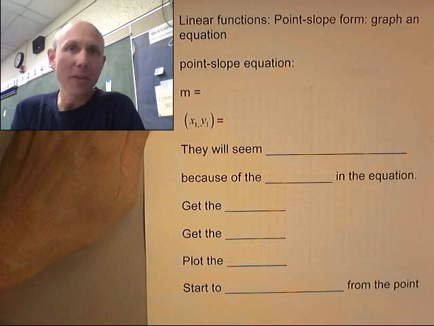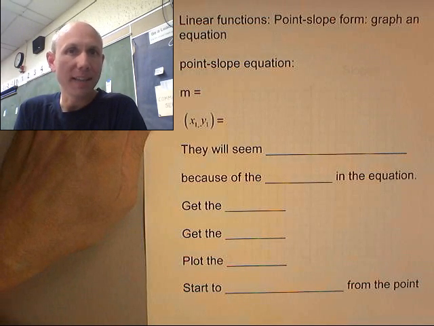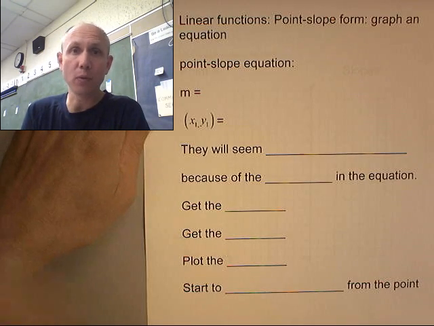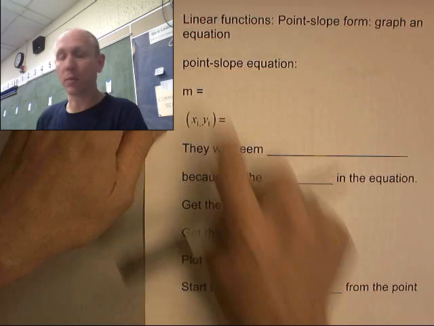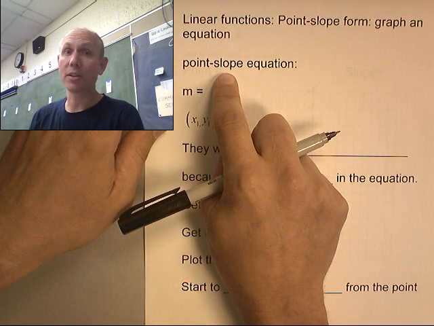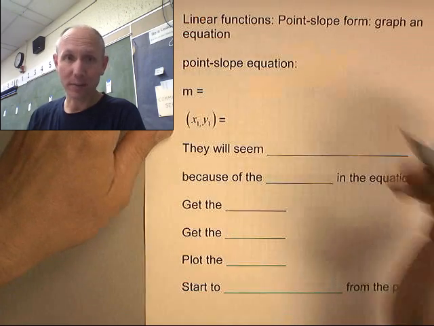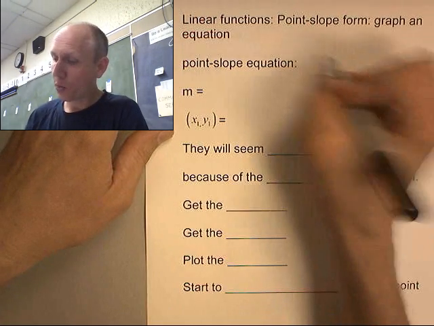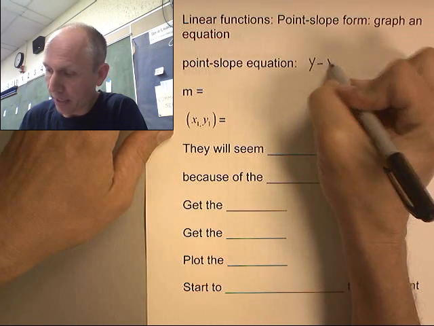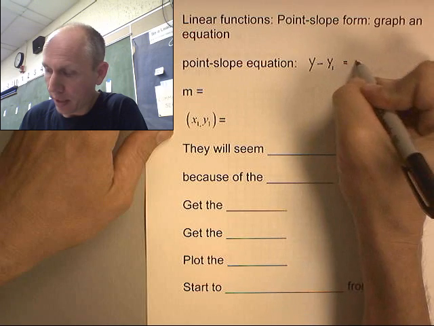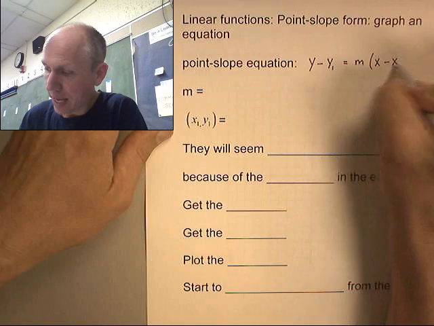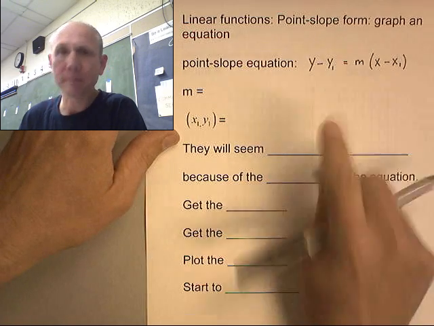So there's another form of a line that we're going to learn about. We've learned about slope intercept. We've learned about standard form. Well, now we're going to deal with the point slope form. And the point slope form requires two things. It requires a point and a slope. This is what the equation looks like. It's y minus y sub 1 equals m parenthesis x minus x sub 1.